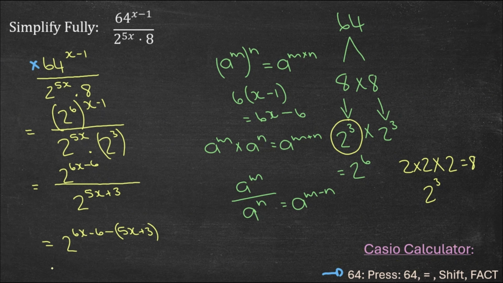Now let's get rid of the bracket. I've got 2 to the power 6x minus 6. Now, negative times a positive gives me negative 5x. Negative times a positive gives me negative 3. Now we have to combine the like terms. So it's that one and that one that are going to be like terms, and this one and this one. Okay, so again, I keep my base. Now 6x minus 5x gives us x. And negative 6, take away another 3, that gives us negative 9. And there is the final answer.